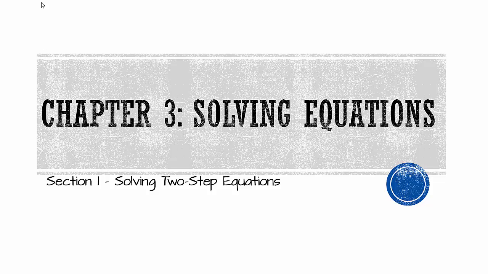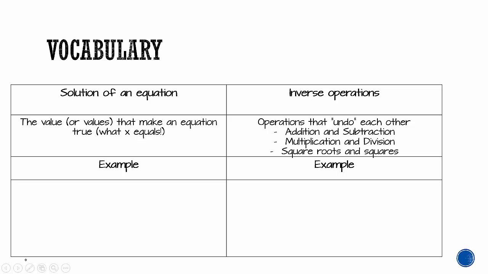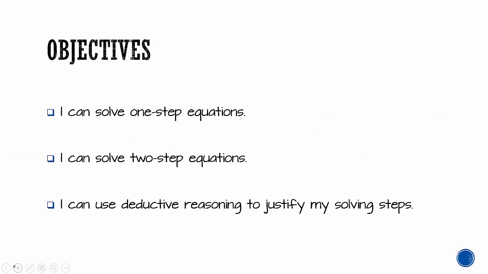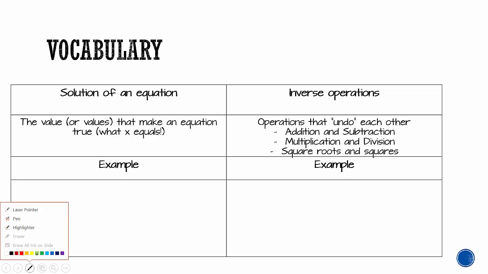Chapter 3, Section 1 is all about solving two-step equations. Two vocab terms for you today. The first is solution of an equation. This is the value or values that make an equation true. So usually when we're solving, we get to the end of a problem and we say x equals 3. That x equals 3 is our solution, and that's the solution to that equation.